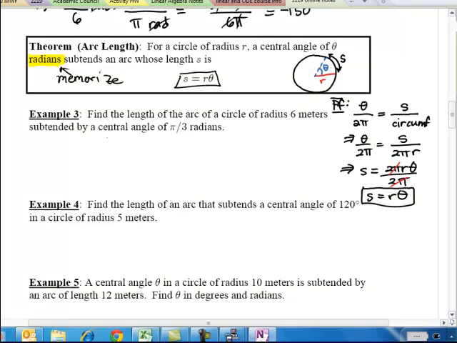So example 3 here, if we're looking for the length of the arc of a circle of radius 6 meters, subtended by a central angle of pi over 3 radians, everything's given to us in the nicest form. So that's our theta value. This is our r value. And we're looking for s. So we'd say, well, we'll just use that formula. S is r theta. So we'd have 6 meters times pi over 3 radians. Looks like that'll be 2 pi. And the label on the arc length would be the same as the label on the radius. So if the radius is measured in meters, the arc length would be in meters.